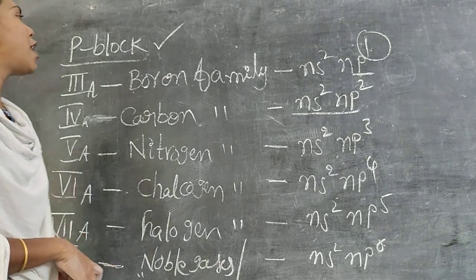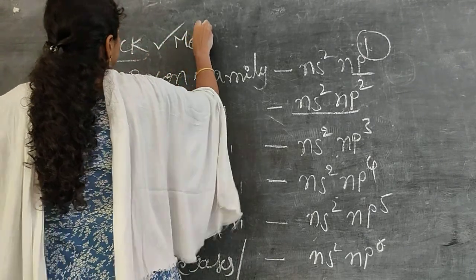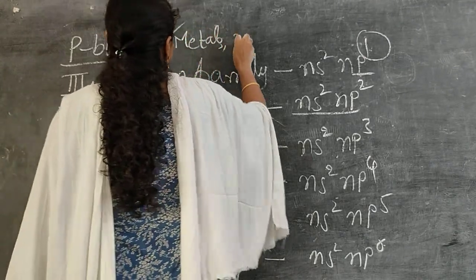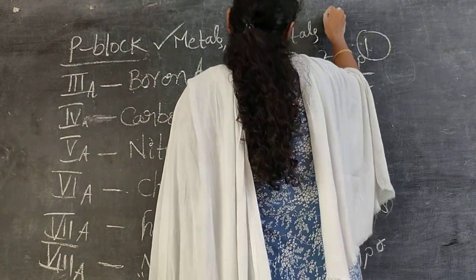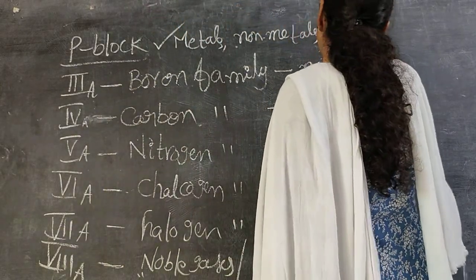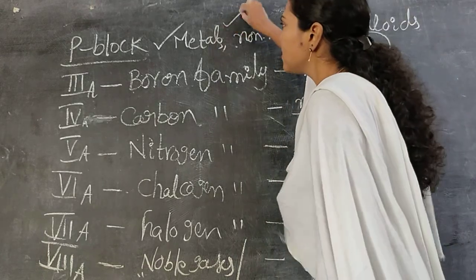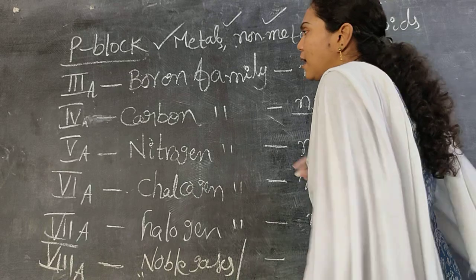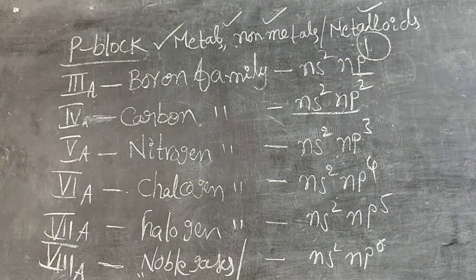This is the p block classification. In the p block, metals are there, non-metals are there, metalloids are there. Metals, non-metals and metalloids are placed in the p block in different groups, 3A to 8A groups. Do you understand?